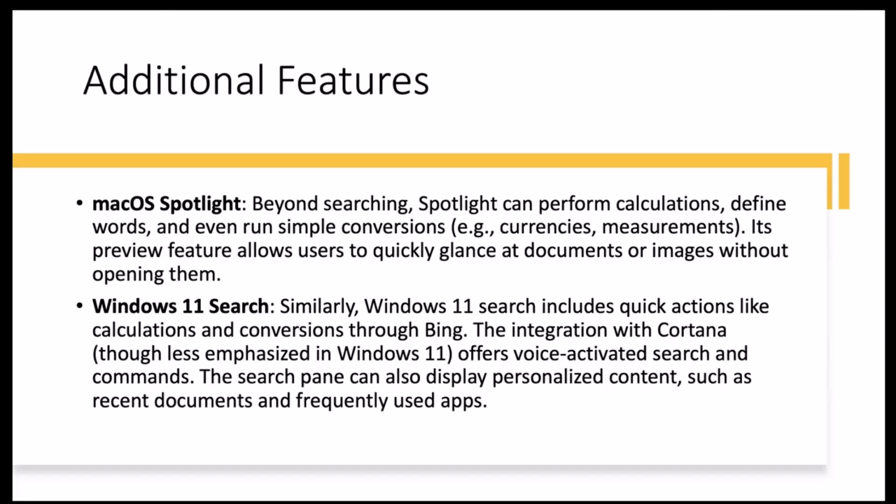For macOS Spotlight, beyond searching, Spotlight can perform calculations, define words, and even run simple conversions, for example currencies and measurements. Its previews feature allows users to quickly glance at documents or images without opening them. In Windows 11, it includes quick searches like calculations and conversions through Bing. The integration with Cortana, though less emphasized in Windows 11, offers voice-activated search and commands. The search pane can also display personalized content, such as recent documents and frequently used apps.